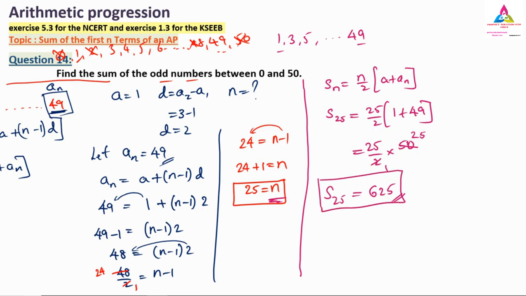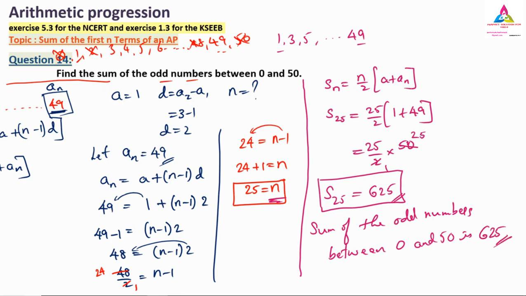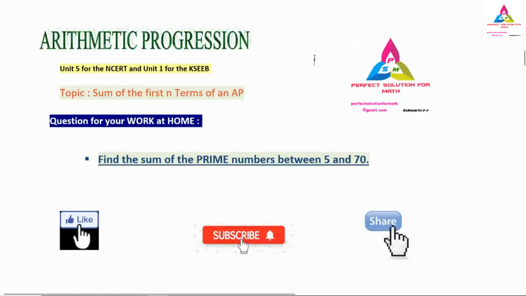Sum of the odd numbers between 0 and 50 is nothing but 625. Lastly, you can write down: sum of the odd numbers between 0 and 50 is nothing but 625. That is our final answer.